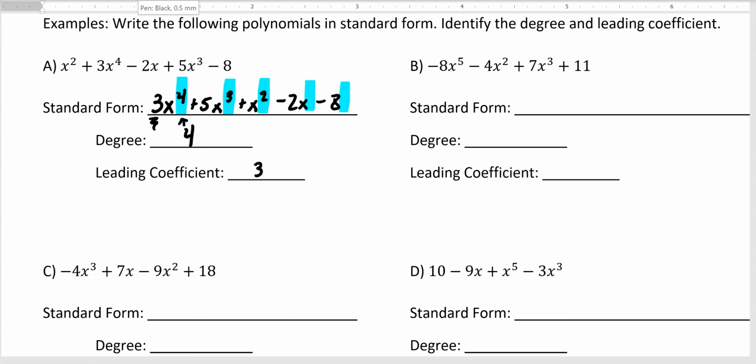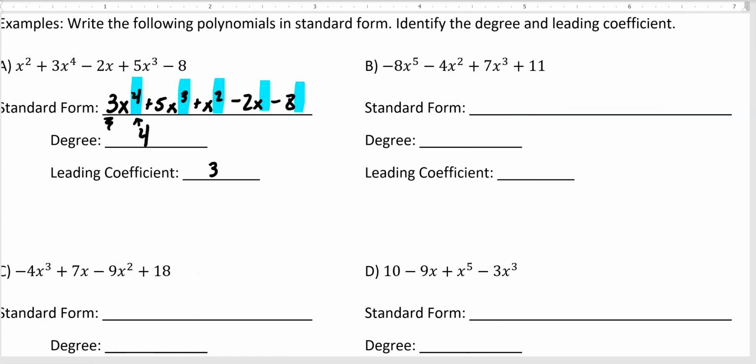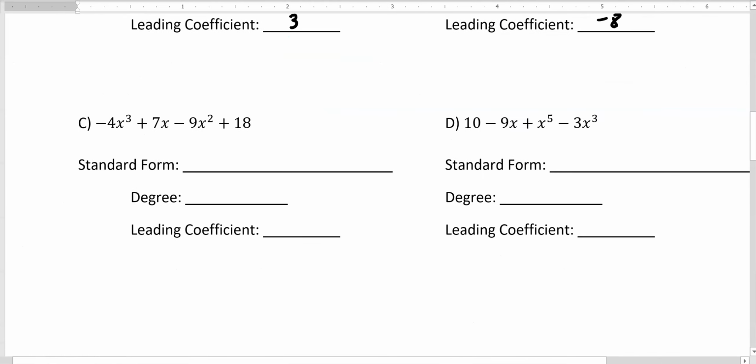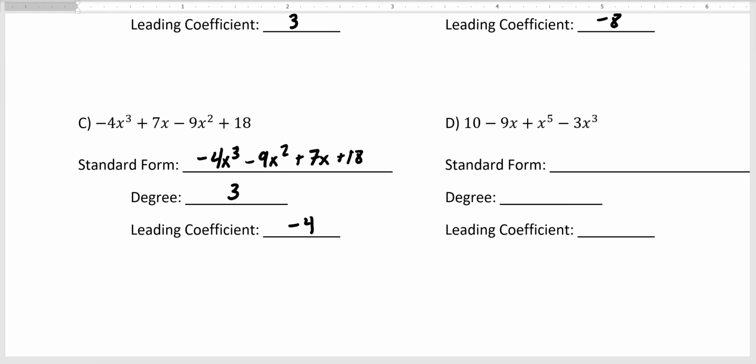So let's look at B here. This one is almost in standard form. We would have negative 8x to the fifth plus 7x to the third minus 4x squared plus 11. So my degree would be 5, that's my highest exponent, and my leading coefficient would be negative 8. All right, a couple more here. This one, negative 4x to the third minus 9x squared plus 7x plus 18. So this would be a third degree polynomial. My leading coefficient is negative 4.